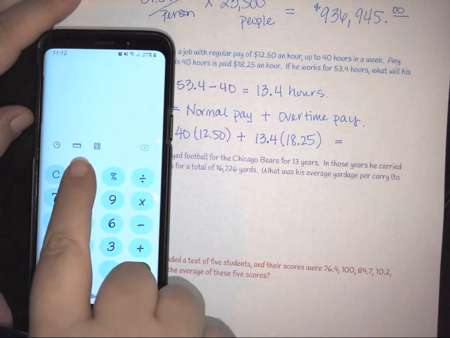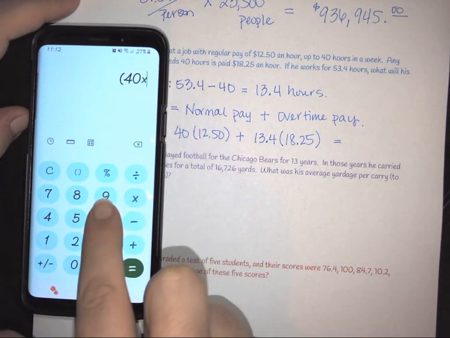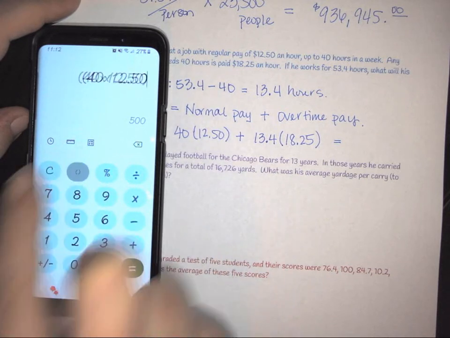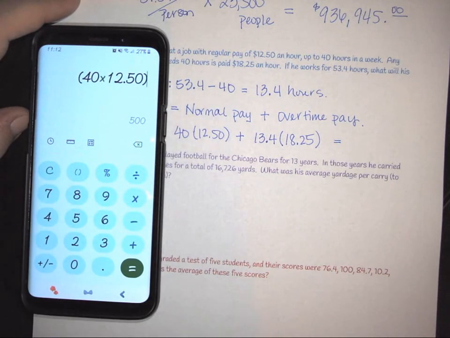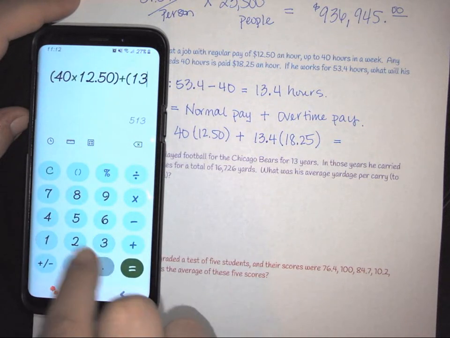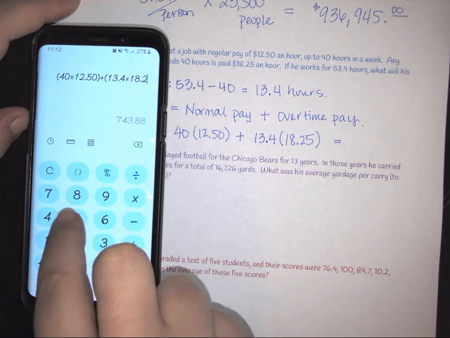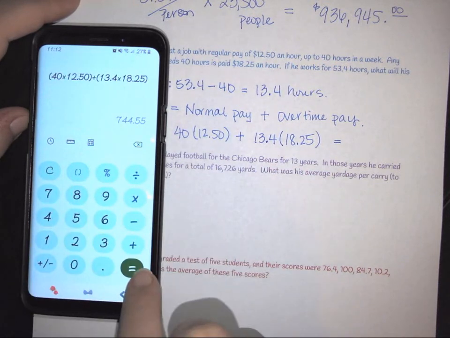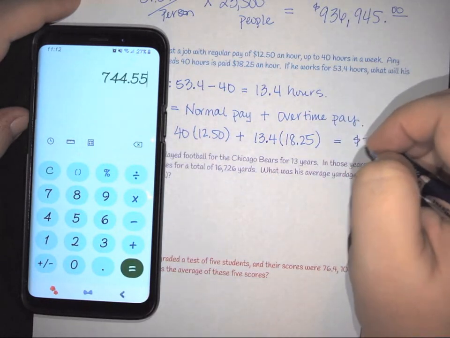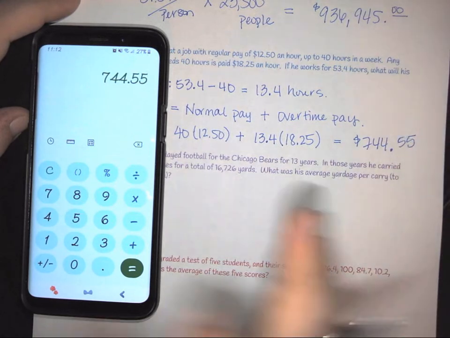we are going to open our parentheses and do 40 times 12.50 and close the parentheses. We are then going to add and open a new one, 13.4 times 18.25. We're going to close it and hit enter. And we come out with a total pay of $744.55.